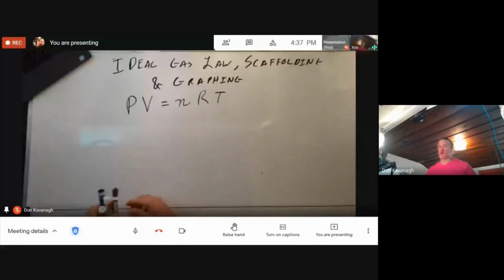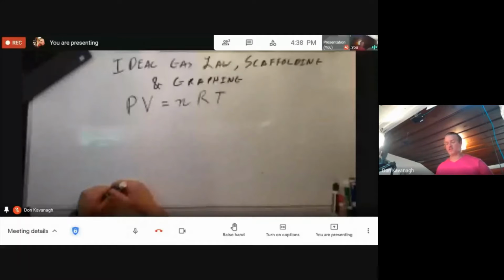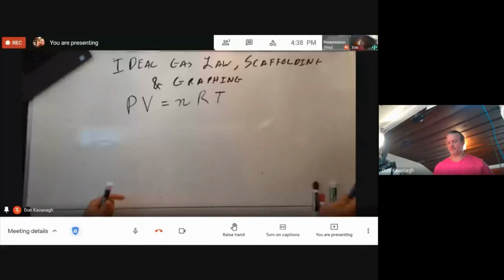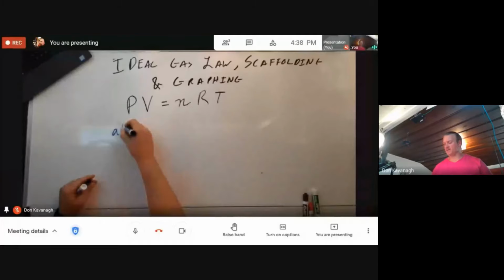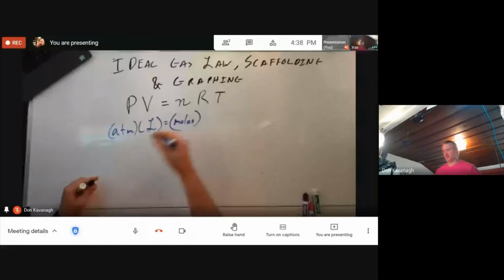Scaffolding, or focusing on the units, is very helpful when using formulas like these, because of all the letters: P, V, N, R, T. What I recommend is you write in the units that you are meant to use. Pressure, you would measure in ATM. You would measure volume in liters. N is the number of moles of the gas. And T for temperature, we would measure in Kelvin or Celsius. Let's keep that as Kelvin right here.